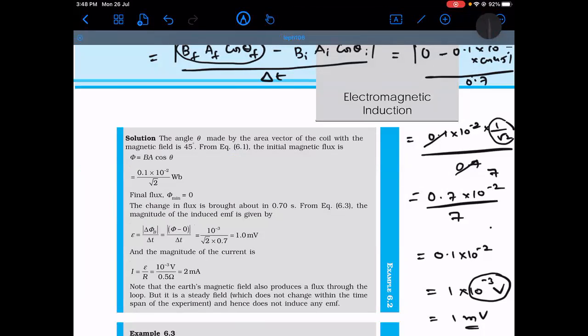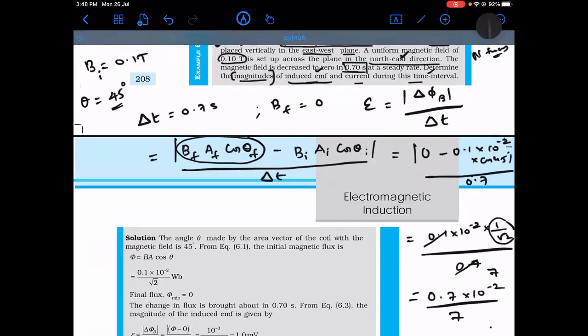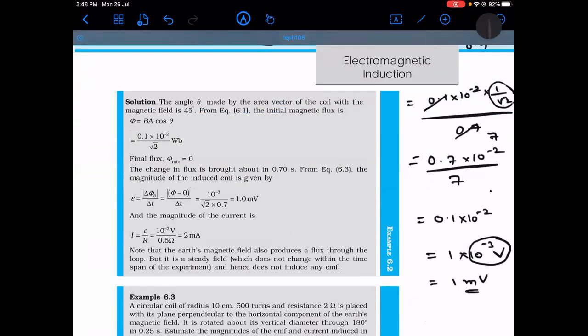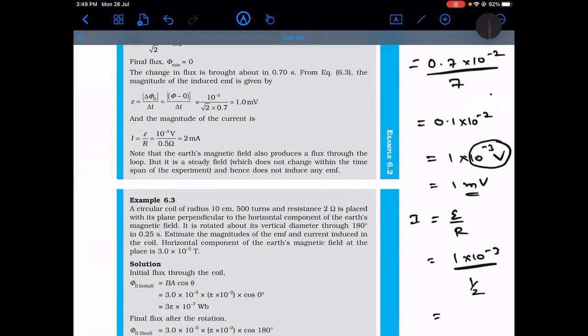Sir, but where do we use resistance in this, sir? Where do we use resistance? It's not over. Because I calculated only the induced EMF, but they asked induced current. Induced current is how much? E divided by R, induced EMF divided by resistance. So 1 into 10 power minus 3 divided by, what is the resistance? It is half. So it will be 2 into 10 power minus 3 ampere or 2 milliampere. Got it? Sir, understood.